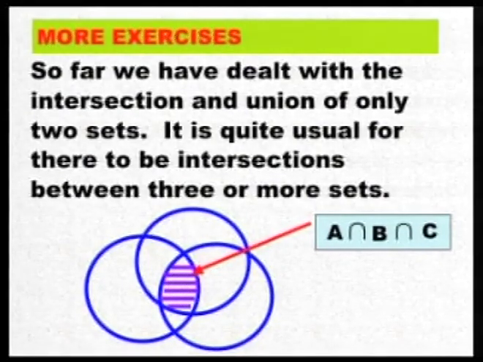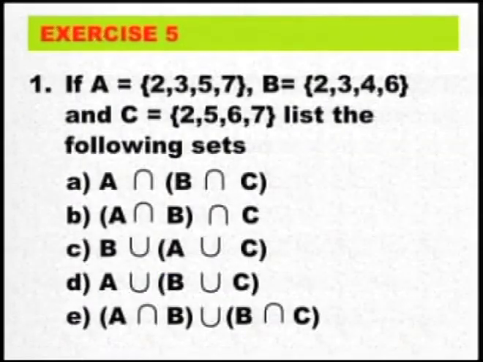You are going to do question 1 and question 2. Question 1 says if A is the set 2, 3, 5, 7 and B is 2, 3, 4, 6 and C is 2, 5, 6, 7, list the following sets. Okay, that's question 1, A, B, C, D, E. See if you can complete it quickly.